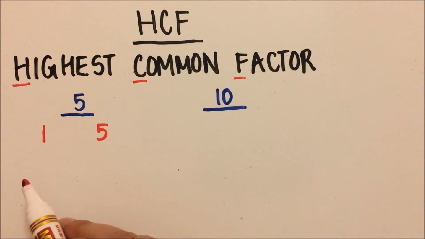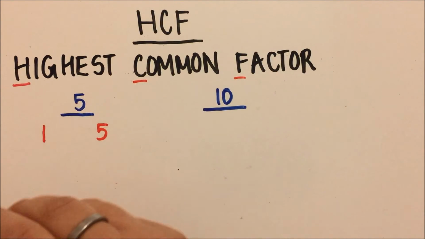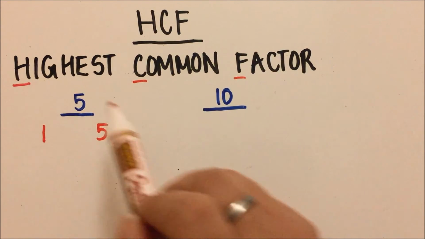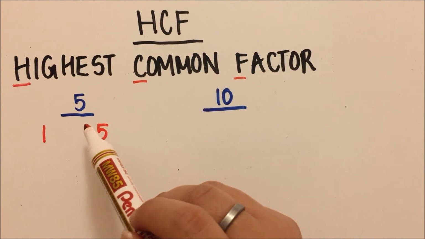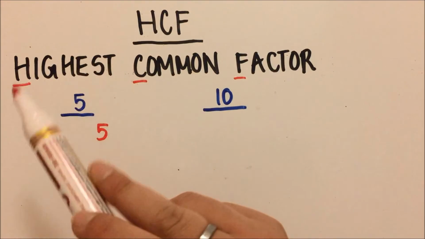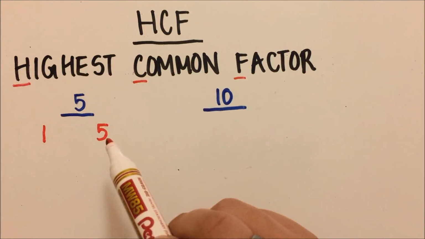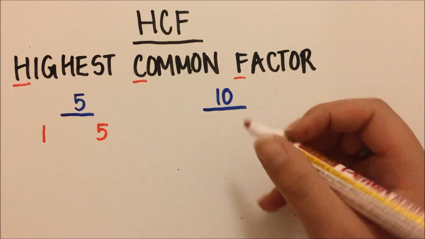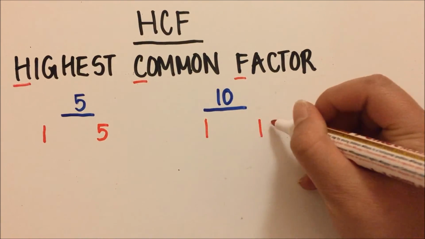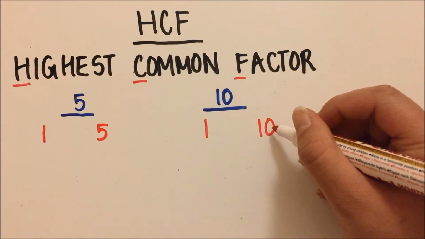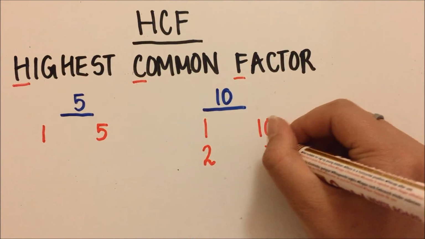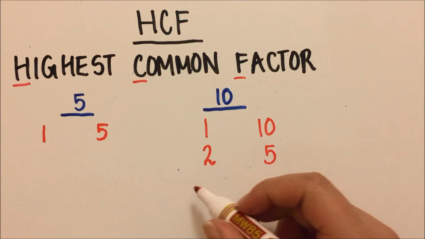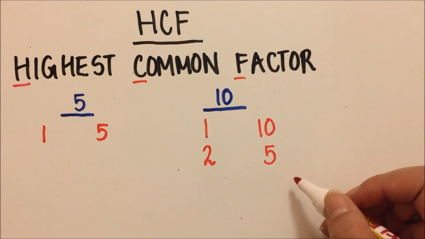2 can't be a factor, 3 can't be a factor. In fact, nothing else can be the factor of 5 because 5 is a prime number, and prime numbers only have factors of 1 or itself. 10 has a factor of 1 and 10 because 1 times 10 gives you 10. 2 is a factor because 2 times 5 gives you 10, but nothing else multiplied gives you 10.